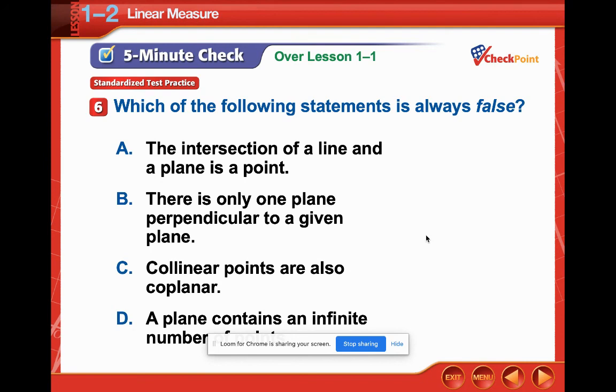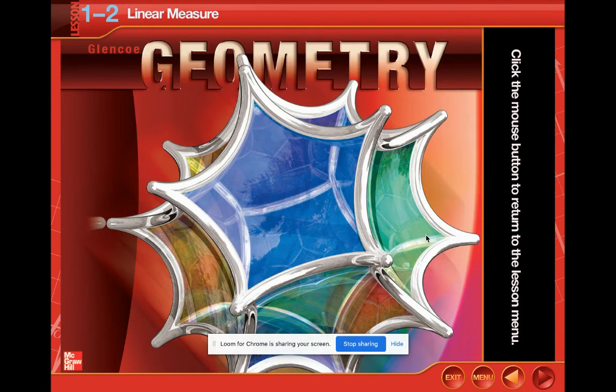All right, hopefully you're able to figure this one out. There's only one plane perpendicular to a given plane. That is not true. You could have multiple planes that are perpendicular. All right. So hopefully you guys, I think that should be everything. Oh, it is. Okay. There wasn't an extra one sitting there again this time.